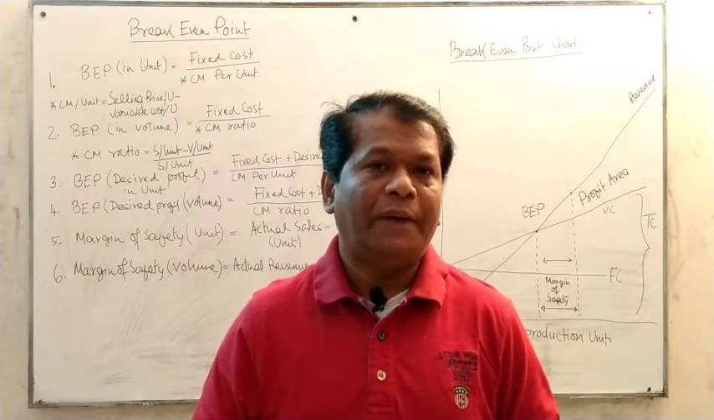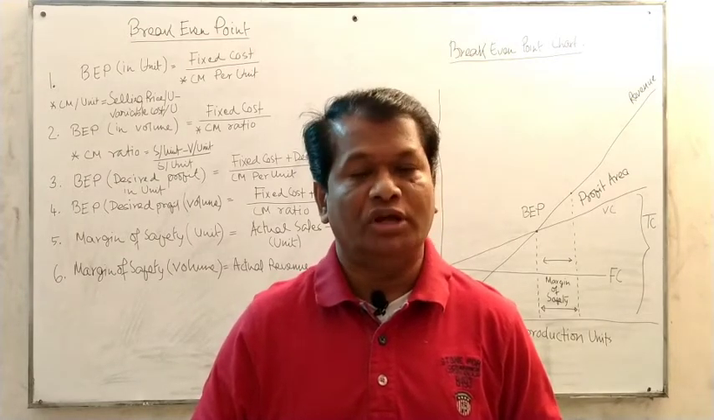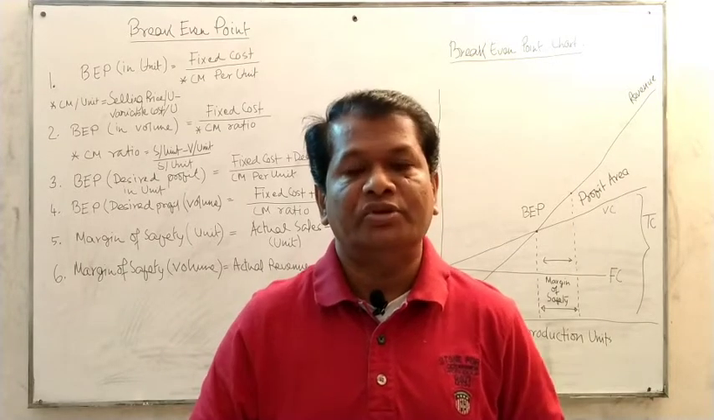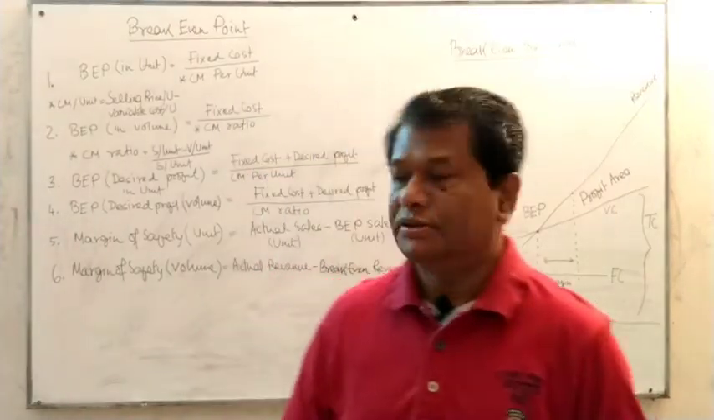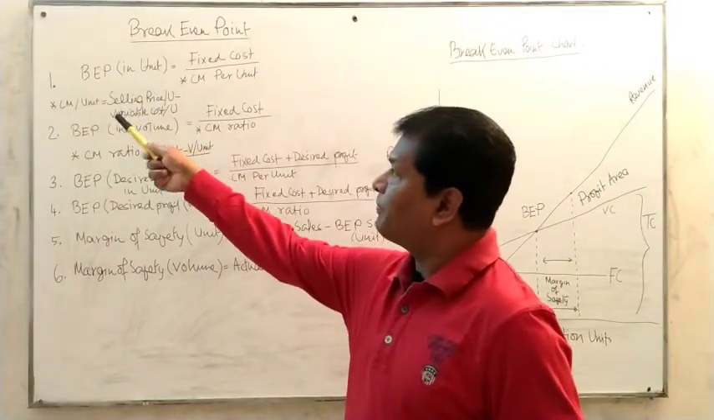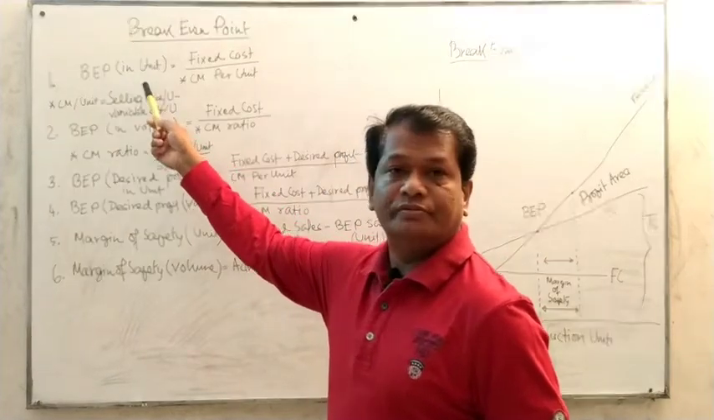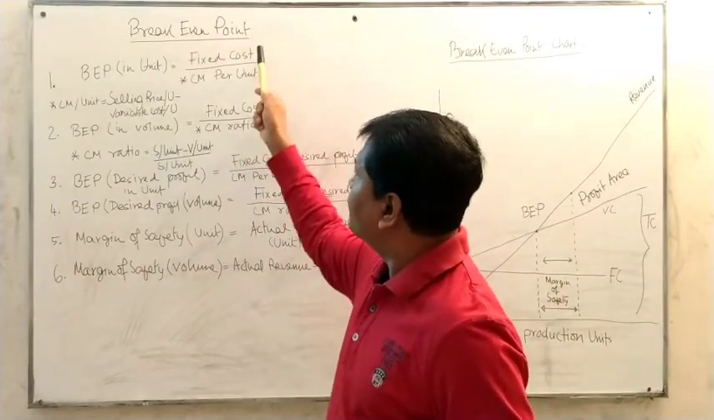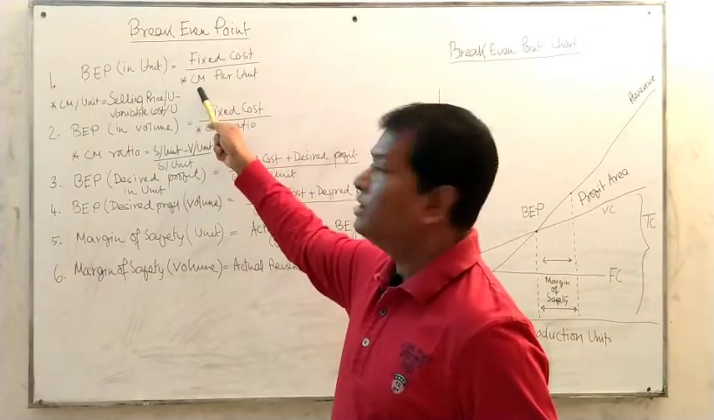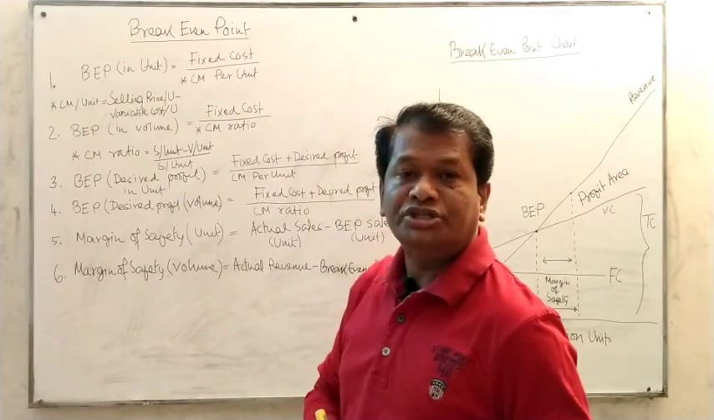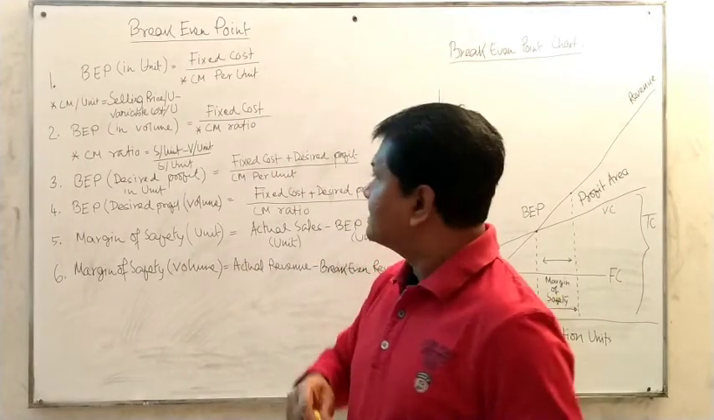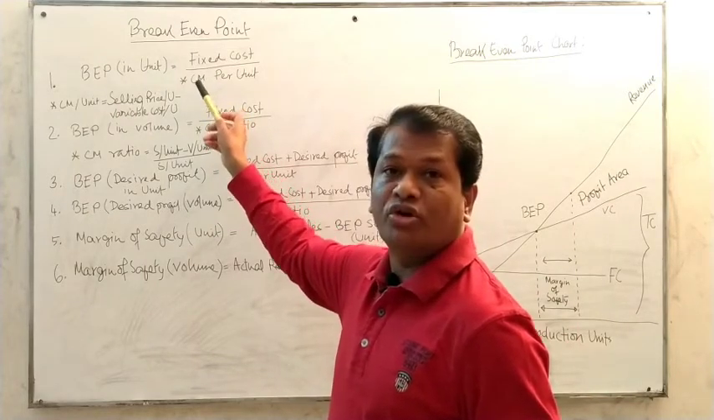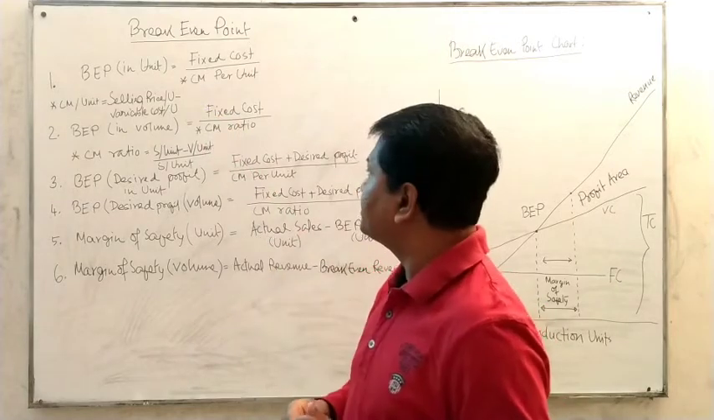Right now I have to discuss the different formulas through which we can get the break-even point. Here you are requested to see the board. First of all, number 1, break-even point in units. The formula is fixed cost divided by contribution margin per unit. CM for contribution margin, or CS, contribution to sales. You can write the same thing.